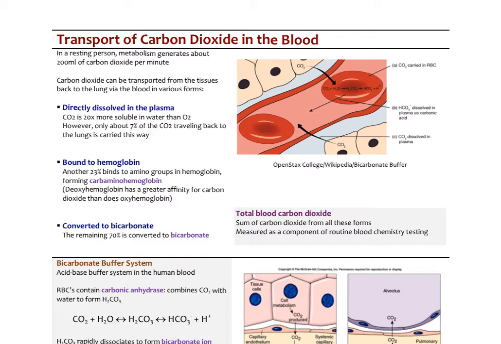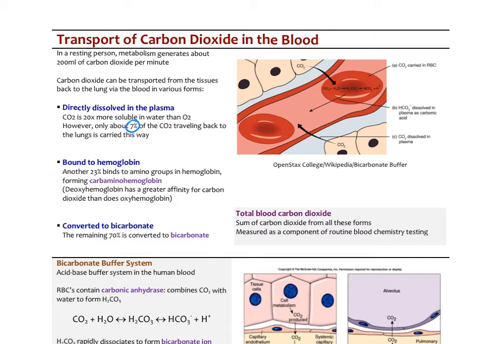One is it can be directly dissolved into the plasma. So carbon dioxide is about 20 times more soluble in water than oxygen. So you've probably seen carbonated water. That's just water with carbon dioxide dissolved into it. That accounts for about 7% of all the CO2 traveling back to the lungs this way.